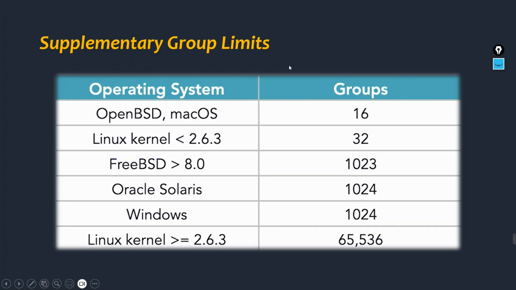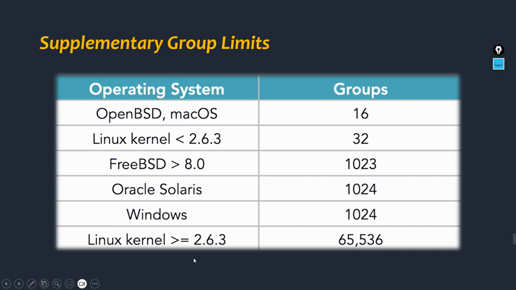The supplementary groups limit depends on the operating system, on how many groups you can create. If it is OpenBSD or macOS, by default a user can be part of 16 groups. If the Linux kernel is less than 2.6.3, a user can be part of up to 32 groups. FreeBSD and others are different families. For Oracle Solaris, it is 1024. If it is a Windows operating system, a person can be part of 1024 groups.